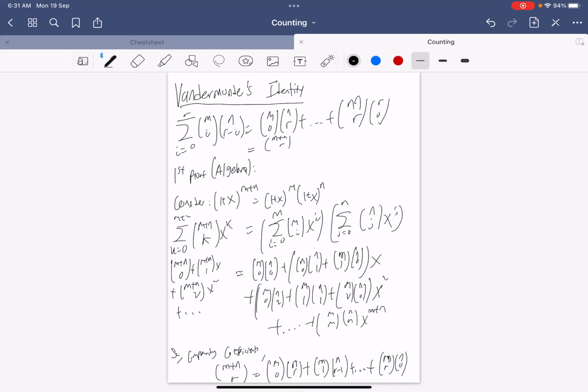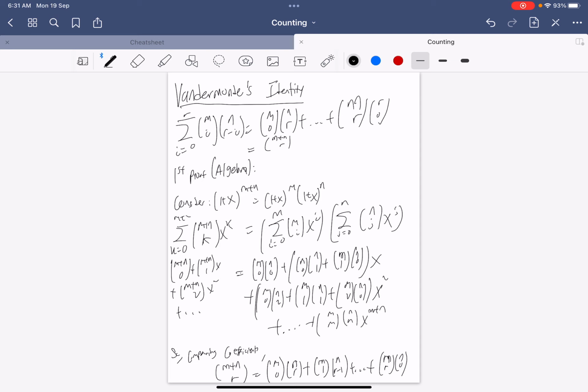Hi, in today's video, we'll be continuing the study of combinatorics and how we can use it to prove different identities. So let's talk about a very famous and very powerful identity used in matrix computation often. This is Vandermonde's identity.